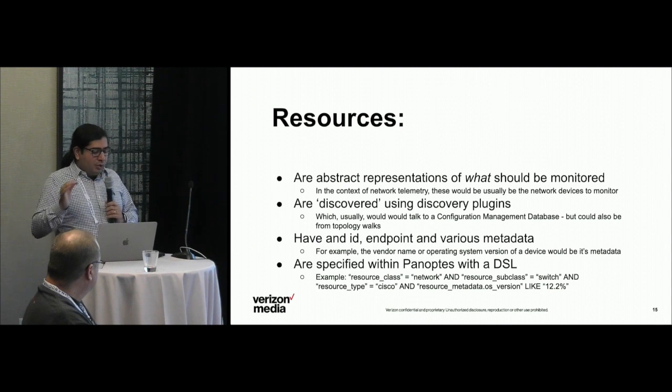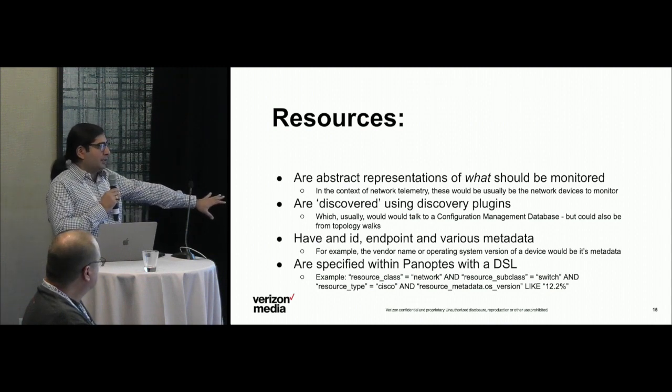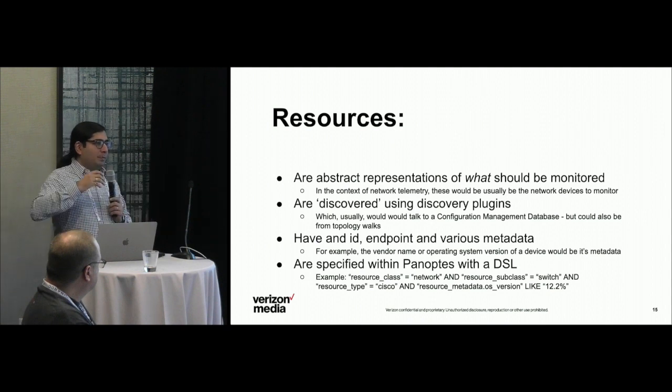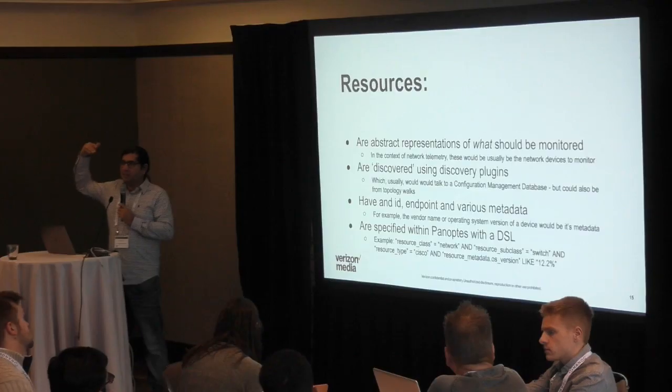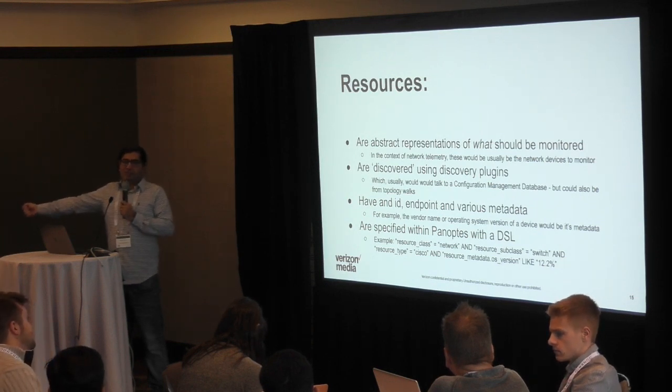Which allows us to do something interesting. We have a specific DSL in Panoptes to actually select resources to act on. Verizon Media has a very high rate of change in its network. Because there are so many devices and devices are being added and removed all the time, we cannot have a fixed set of resources defined. We can't have, like, here are the 20,000 network devices that we will monitor. These keep on changing all the time.